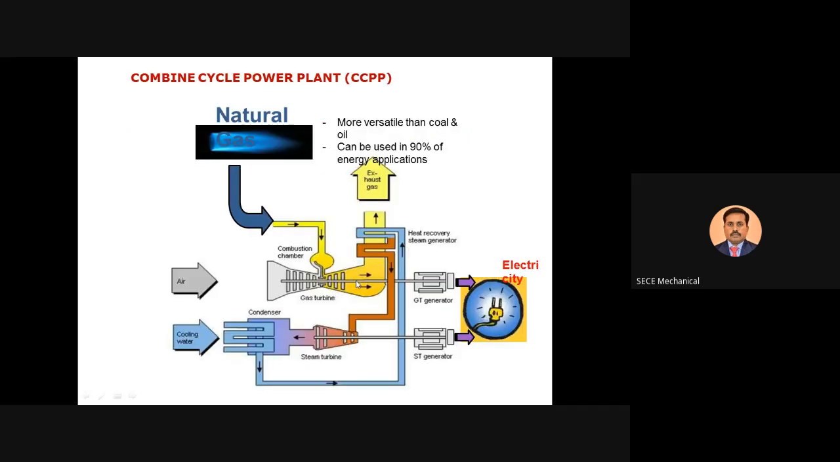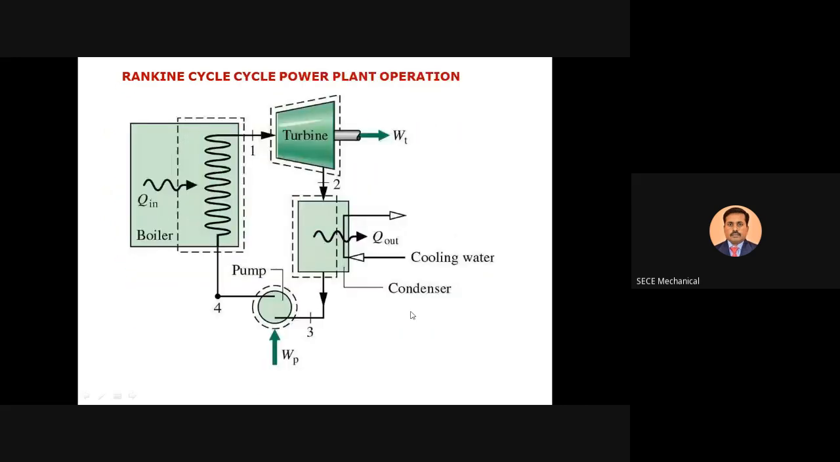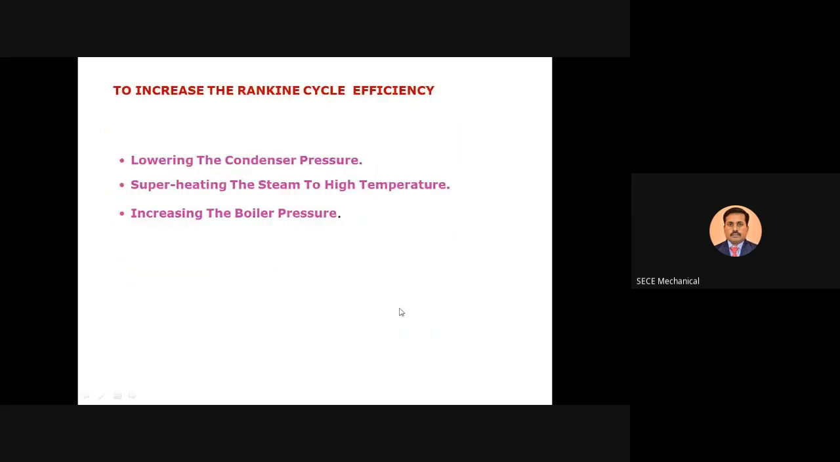Right. So next we go to increasing the power plant efficiency of a Rankine cycle. What can we do? With the help of three additions, we can improve the Rankine cycle efficiency, that is, the steam generation efficiency in the steam power plant. One is lowering the condenser pressure.